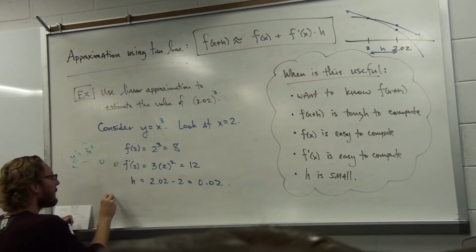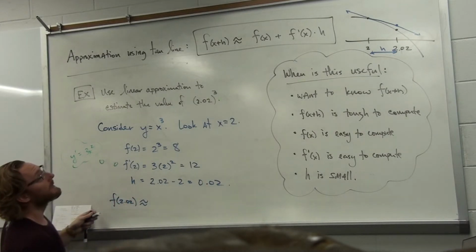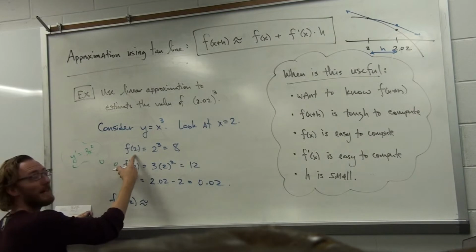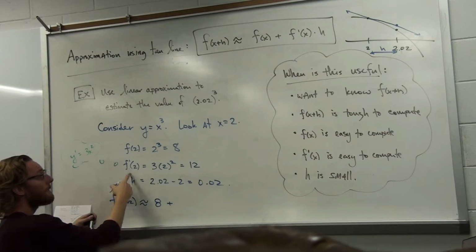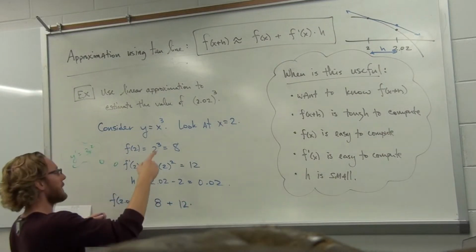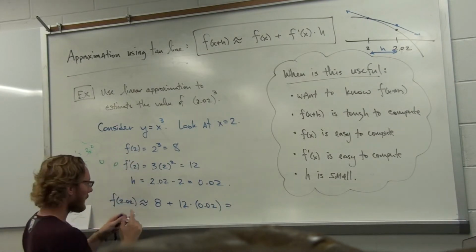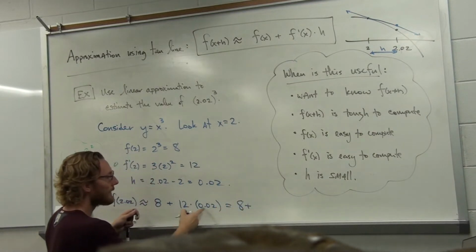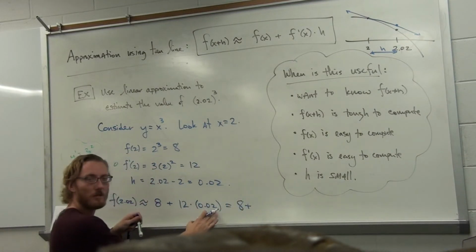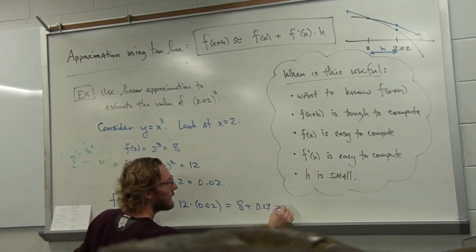Well, using that formula above, we know that f of 2.02 is approximately equal to f of x, that's f of 2, 8, plus f prime of x, that's 12, times our h, 0.02. And when you take 12 times 0.02, I suppose that's not a wonderfully beautiful thing, but 12 times 0.02 is like 12 times 2 pennies, which is what, like 24 pennies? So 8 plus 24 pennies is 8.24.